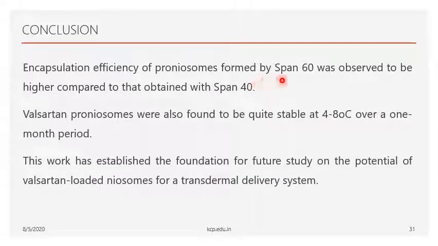The author mentioned that Span 60 shows very high encapsulation efficiency, and Valsartan proniosomes are quite stable at 4 to 8 degrees for a 1 month period. So maybe in future the work may be continued with other non-ionic surfactants and other lecithins, for example egg lecithin instead of soy lecithin. By changing an ingredient we can formulate quality proniosomal formulations.